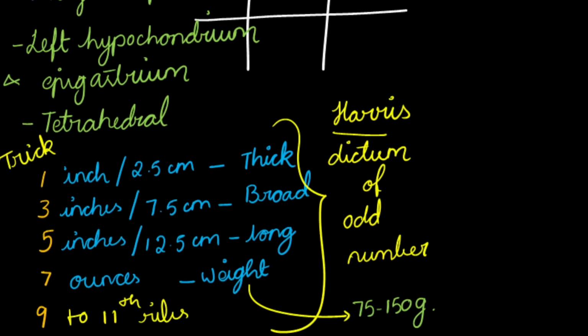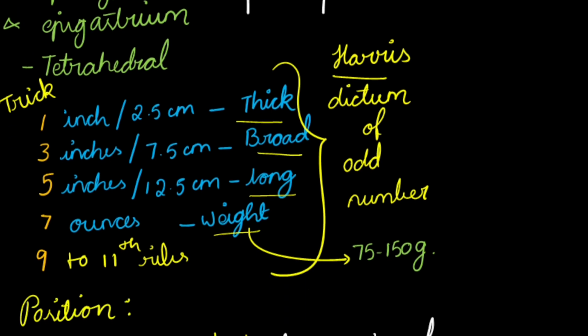Now regarding the dimensions of the spleen, we can easily remember them with the help of a trick: we place all the odd numbers first, 1, 3, 5, 7, 9, and 11. The spleen is 1 inch thick, 3 inches broad, 5 inches long, and 7 ounces in weight, and it extends from the 9th to the 11th ribs. These are together called Henry's dictum of odd numbers. This you can see as an MCQ point.